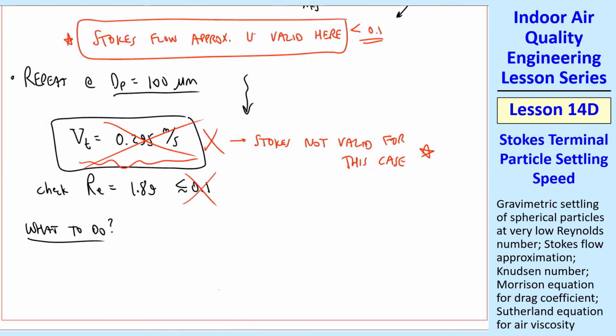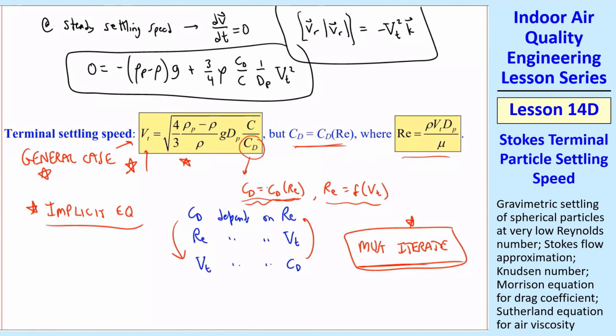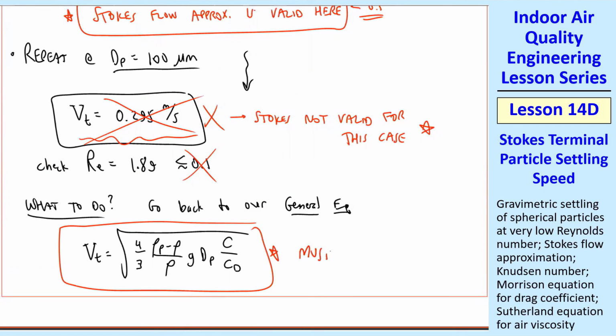So what to do? Well, we have to go back to our general equation. It was this equation up here, this general case equation with the square root. Unfortunately, we must iterate as I talked about previously, since this is an implicit equation. That's what I'll show you how to do next time.